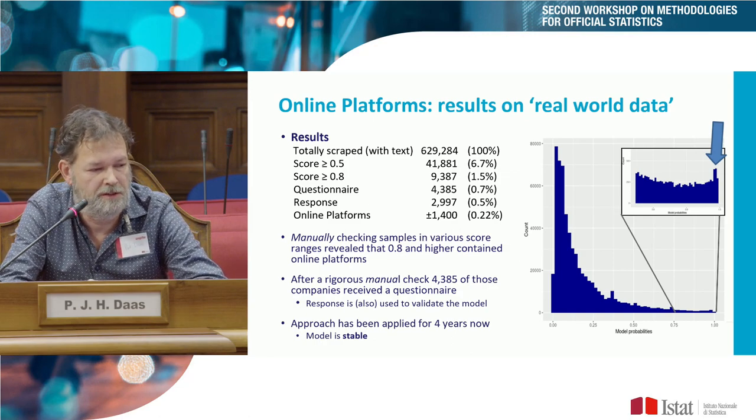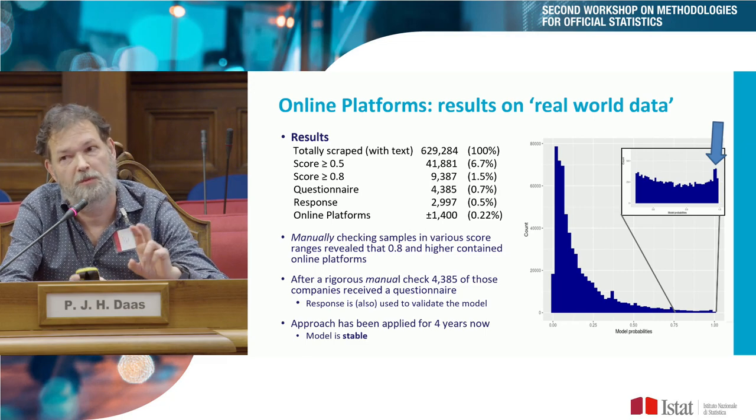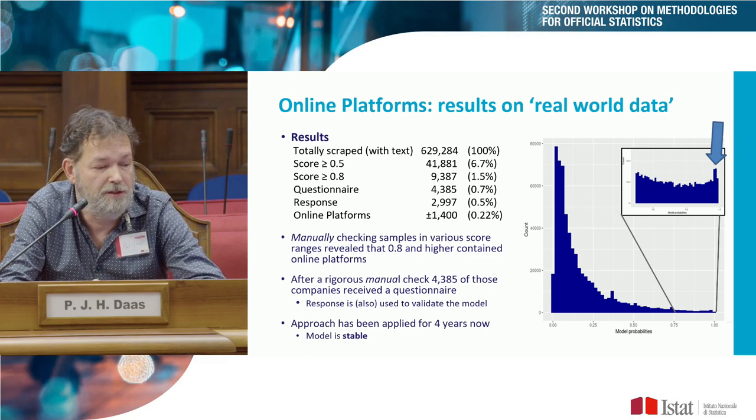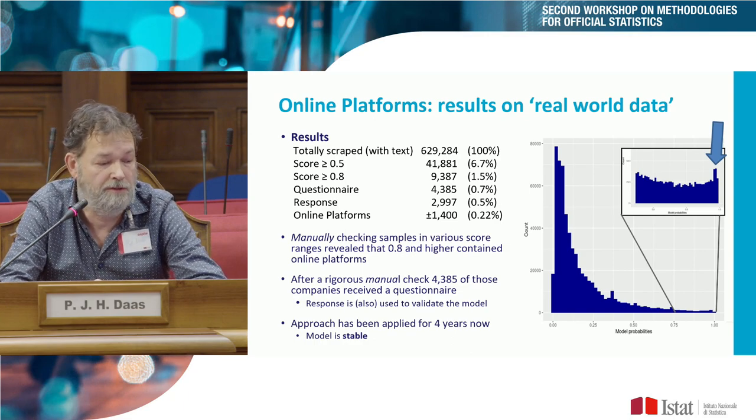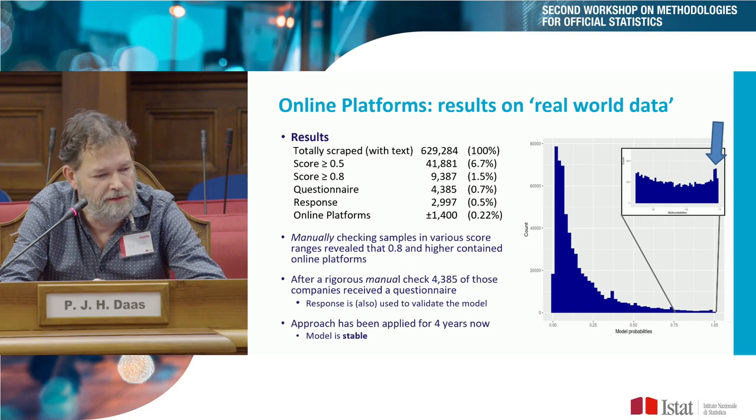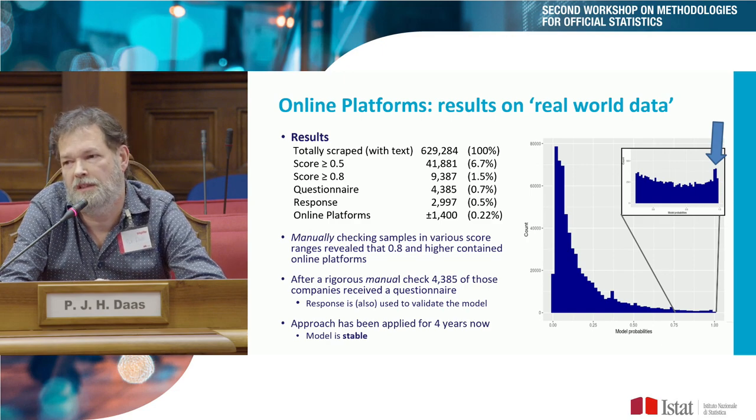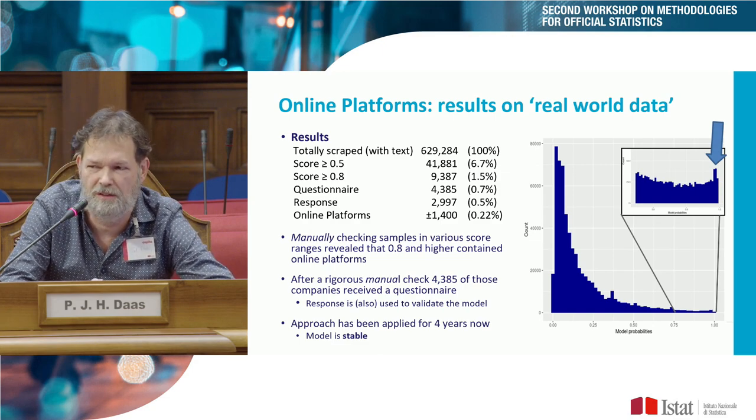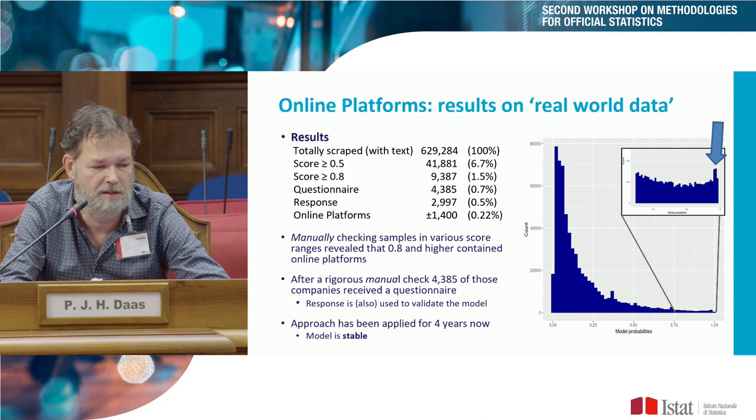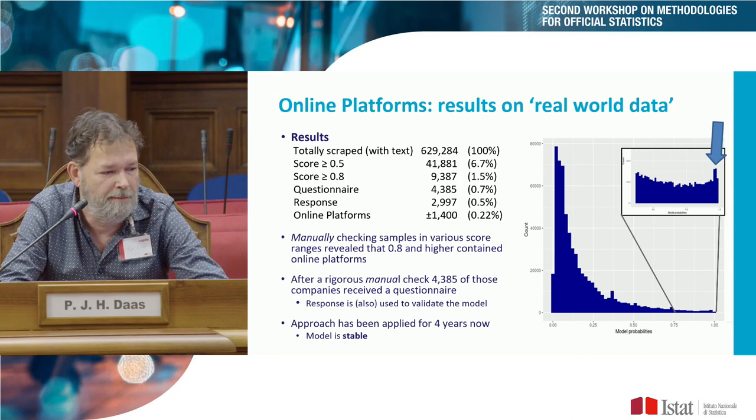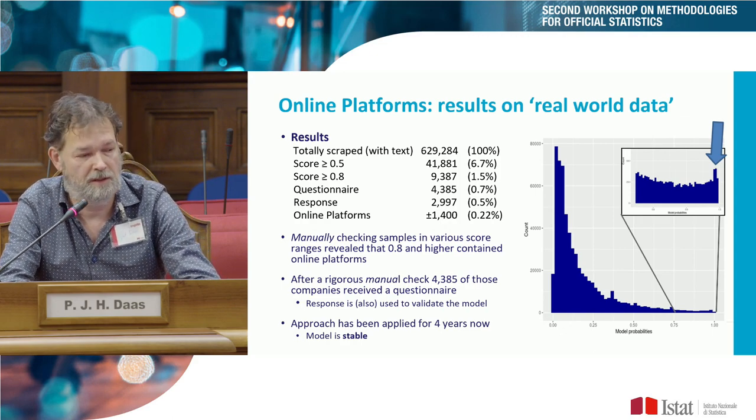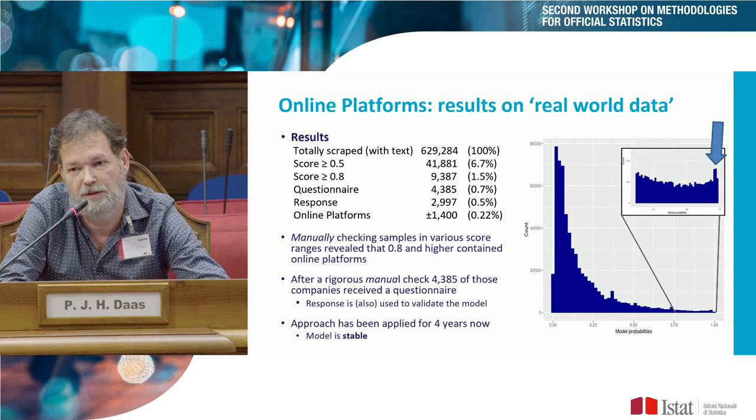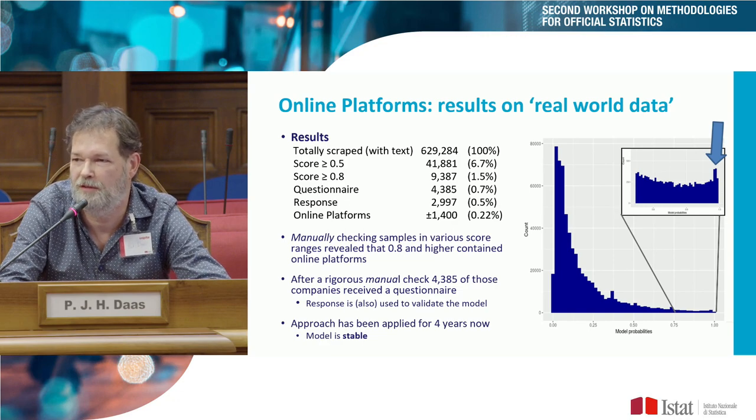And what I've shown you here in the histogram is the distribution of the probability values of the model. There's a huge peak around zero, or close to zero. Those are the non-online platforms. And that peak tails off tremendously, and you have to zoom in to the right to see something that would suggest that there are online platform sites there. They have a probability close to one. But in principle, if you assume that these values are real probabilities, then anything with a score of 0.5 or higher could be identified as an online platform, which would mean that we have almost 42,000 potential online platforms.